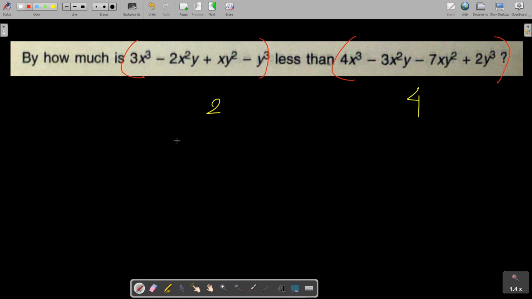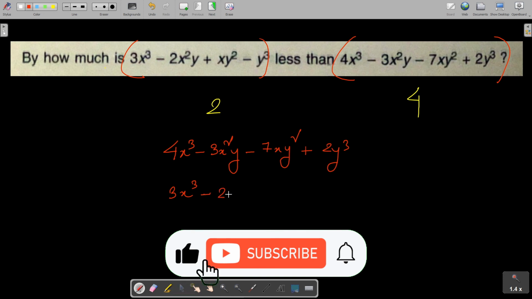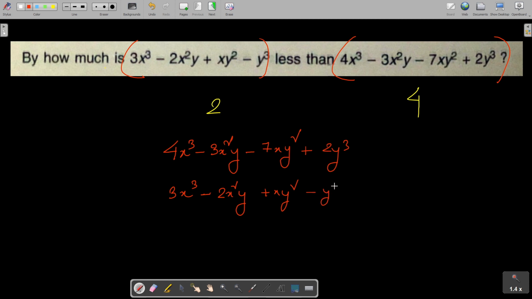Let's use the column method. So we'll go 4x cubed minus 3x squared y minus 7x y squared plus 2y cubed. We need to subtract this. It's already written in order, so we'll just simply write 3x cubed minus 2x squared y plus x y squared minus y cubed. We need to subtract. So what should we do? We will change the signs. Let's put a bracket over here, negative. So plus becomes minus, minus becomes plus, minus, plus.